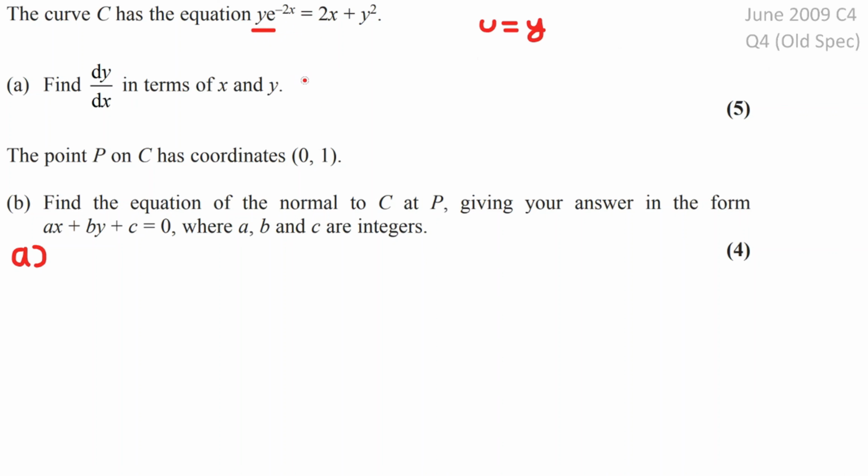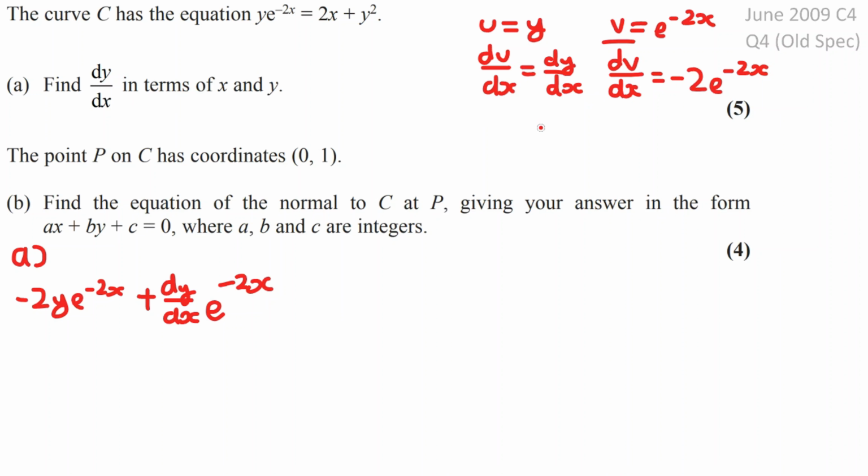If we say that u is equal to y, then du/dx, when you differentiate y in terms of x, is going to be dy/dx. And then if we say that v is equal to e to the power of minus 2x, for dv/dx, this minus 2 is going to come down as a coefficient. So dv/dx is minus 2e to the power of minus 2x. So this differentiated is going to be, remember the product rule, u multiplied by dv/dx, so minus 2y e to the power of minus 2x, plus v multiplied by du/dx, so dy/dx e to the power of minus 2x.